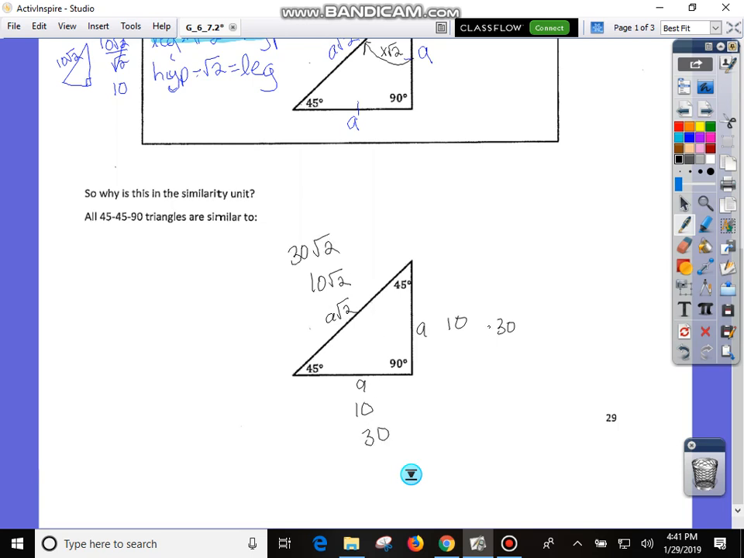And if you check your ratios, 30 divided by 10 is 3, 30 divided by 10 is 3, 30 root 2 divided by 10 root 2 is 3. So all of the ratios are the same. Again, similar triangles, angle similarity that's going on, lots of different connections.